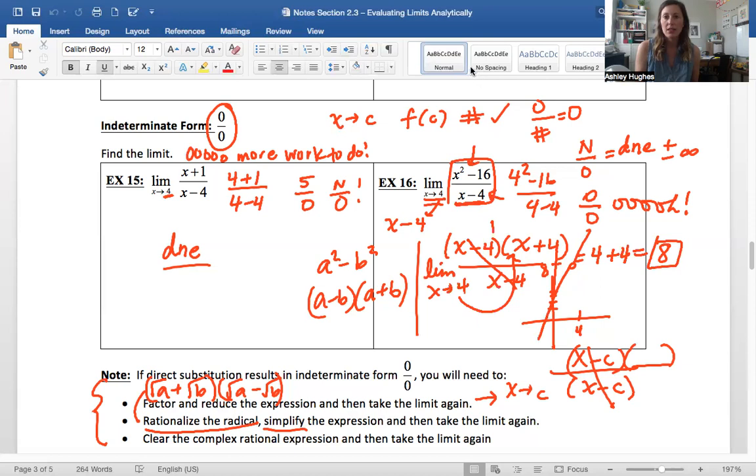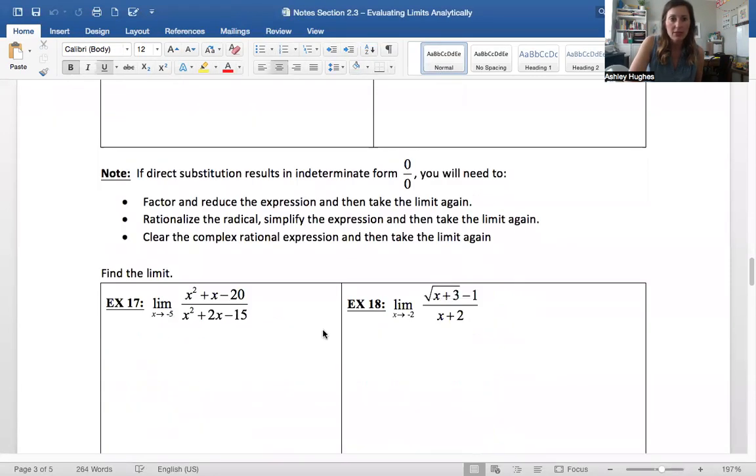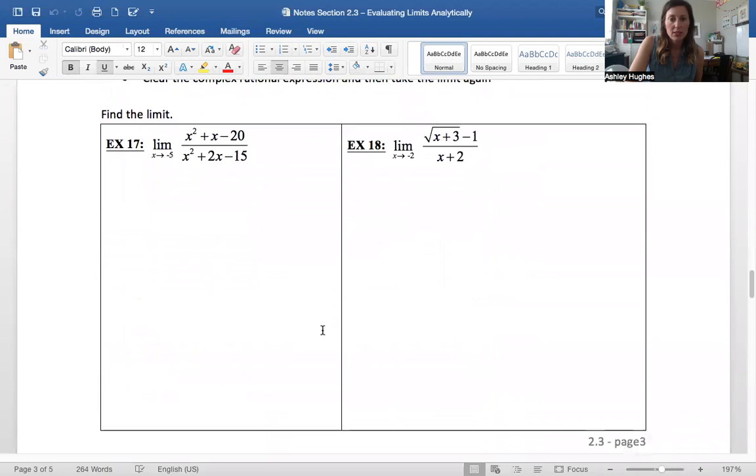So that's the key. X approaching c, if you're factoring x minus c, is kind of a helpful hint if you're stuck. So let's try these. This one on the left, 17, is a factoring one. So we're going to plug in -5 first. That's 25. Then that would be -5 minus 20. So then that is 0. And that would be 25 plus, oh no, minus 10. Yeah, so we got 0 over 0.